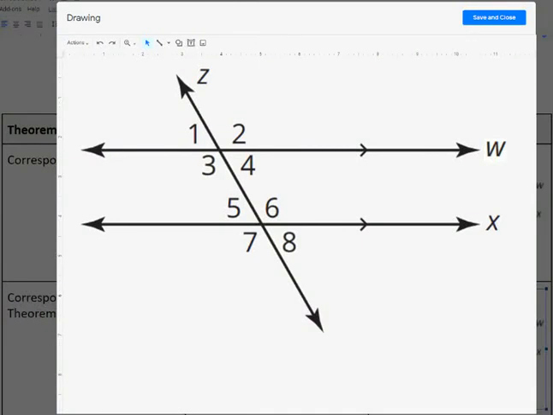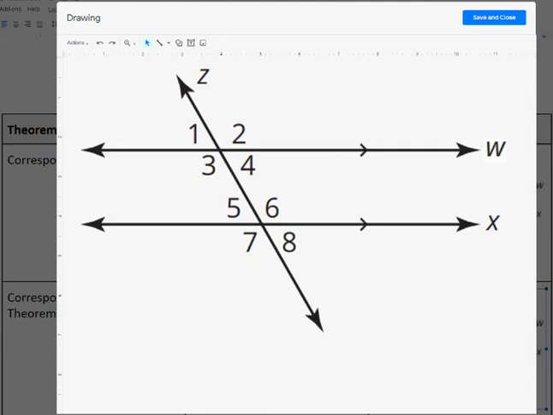Hi everybody, in this video we're going to be talking about our different types of angles and how to identify them when we have those parallel lines cut by a transversal. Okay, so remember that first one we're going to talk about is our corresponding angles. First, remembering that corresponding angles are congruent to each other.